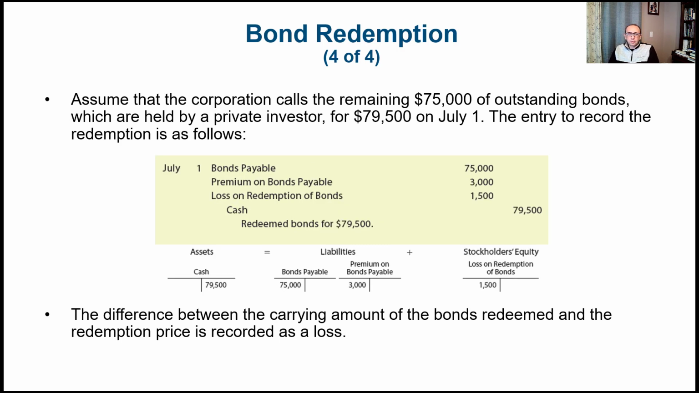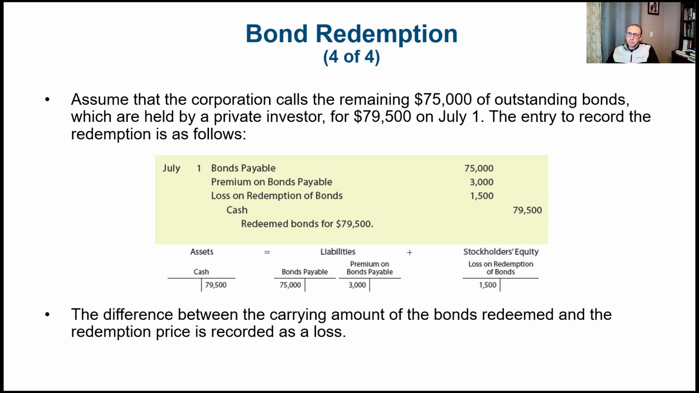Now let's assume that the corporation calls the remaining $75,000 of outstanding bonds, which are held by a private investor for $79,500. So they paid $79,500 for the remaining $75,000. The entry to record the redemption would be as follows.